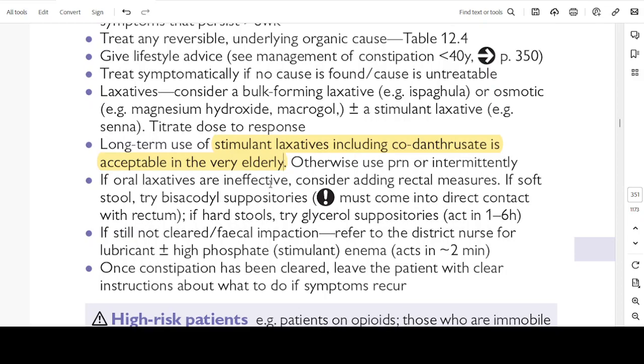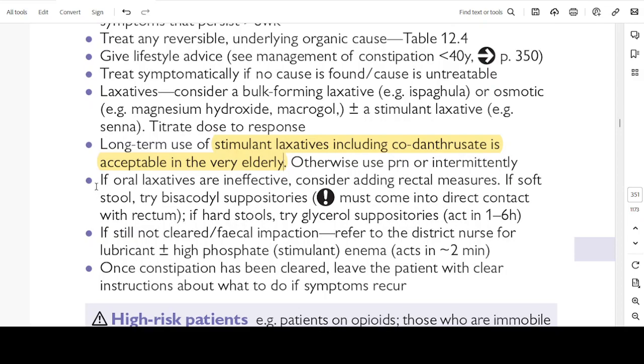If oral laxatives are ineffective, consider adding rectal measures. If soft stool, try bisacodyl suppositories, which must come into direct contact with the rectum. If hard stools, try glycerol suppositories, which act in 1 to 6 hours. If still not cleared and fecal impaction is present, refer to the district nurse for a lubricant plus a high phosphate stimulant enema, which acts in less than 2 minutes.